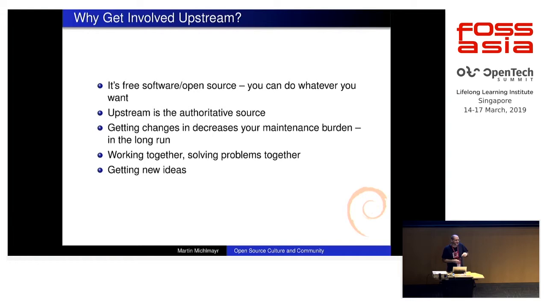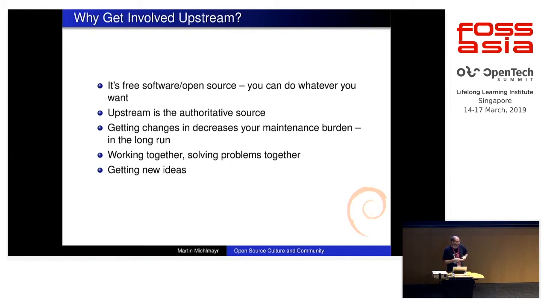Another reason for getting involved upstream is getting new ideas. Some of the big companies like Google, they hire a lot of smart people, right? But there is no single company that can hire all the smart people in the world. And again, that's the beauty of open source, is that you have all those smart people working on the same project. And it doesn't really matter who they work for. You get those ideas from all of those people. And you can also contribute your ideas.